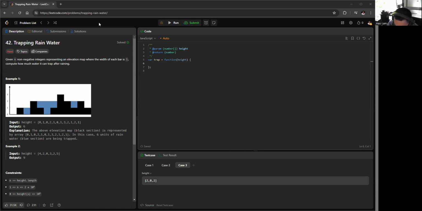So given a non-negative integer array representing an elevation map, where the width of each bar is 1, compute how much water can be trapped after raining. Okay, so we have 0 here, right? And then 0 here at index 2. Because we have height here, the water can be trapped in between. So let's work through it.